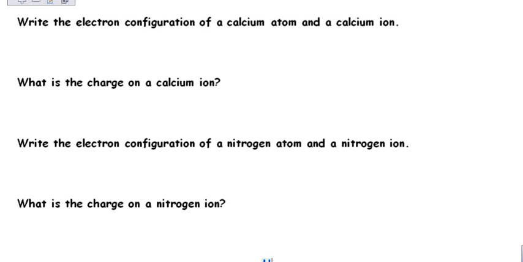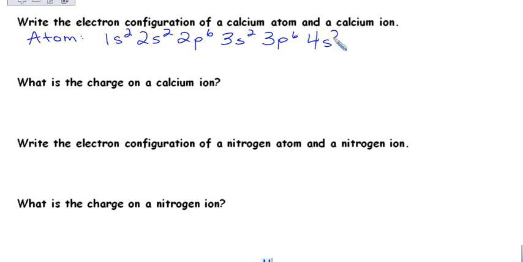Calcium atom. Number 18. The atom would be 1s2, 2s2, 2p6. Then next is the 3s2, the 3p6, and finally 4s2. Here's my electron configuration for the calcium atom.